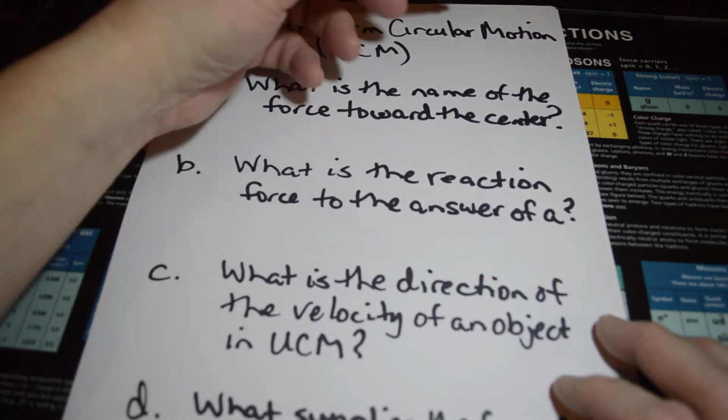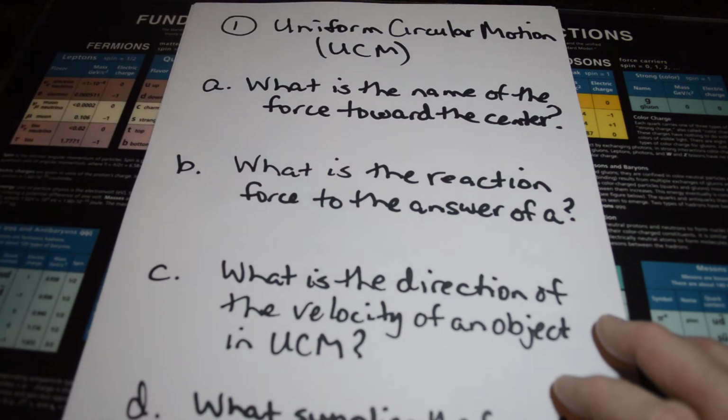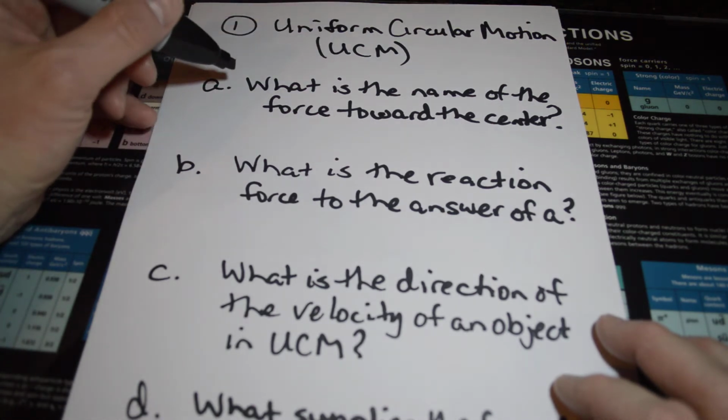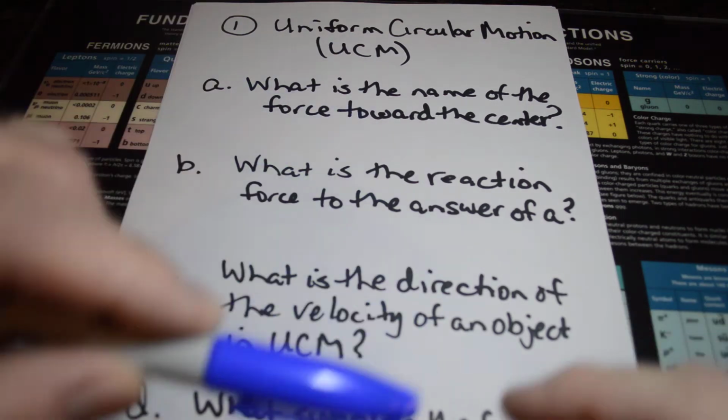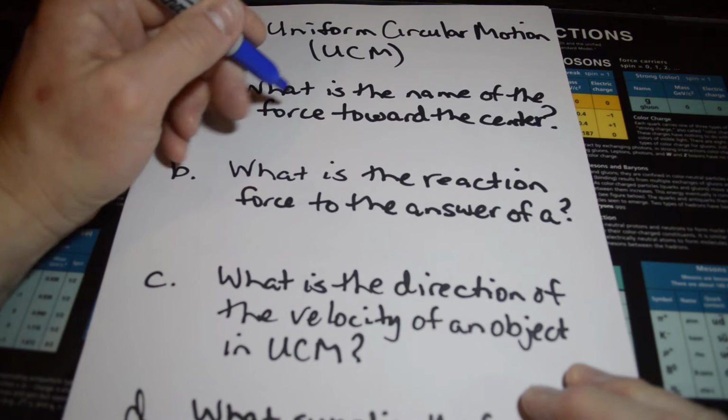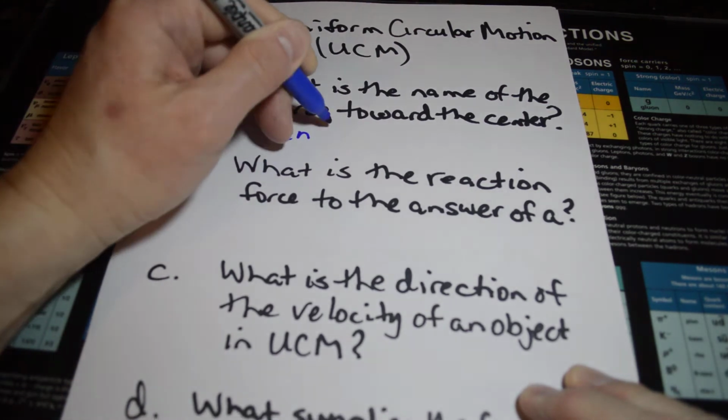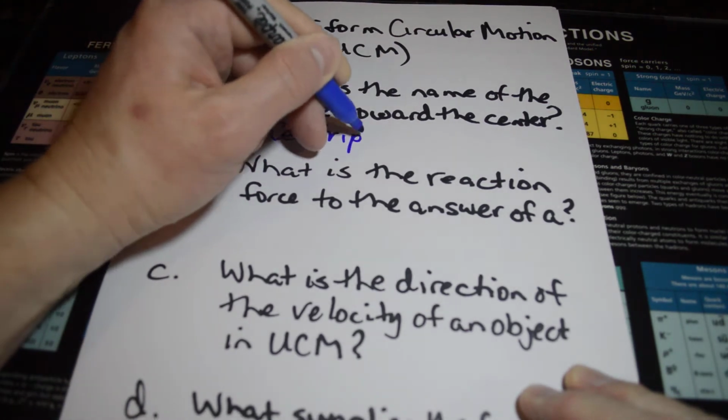This one's about uniform circular motion, sometimes abbreviated UCM. First question, what is the name of the force that acts toward the center of the circle? You should be aware and be able to state pretty quickly that we are going to call that the centripetal force.